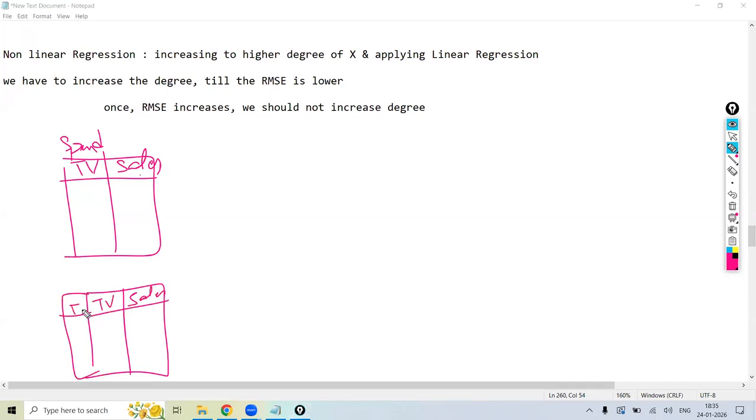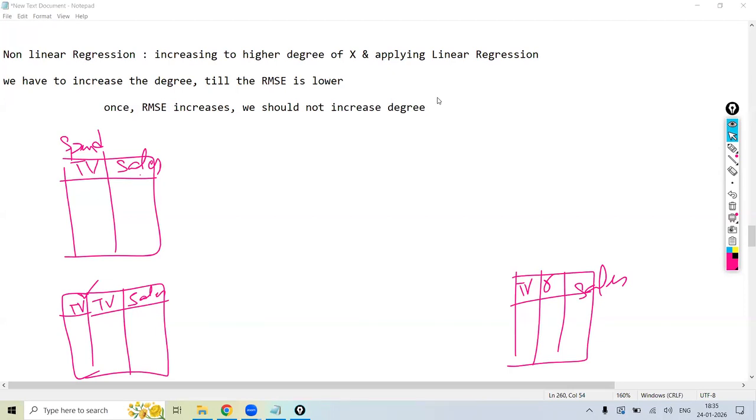A new column is created, TV square. But when it comes to multiple regression, we have TV and radio, which is another column name. Completely another column. The second column name is completely different, and sales. Here it is TV only, but TV square. See, the parameter is the same only. Understood the difference? Rohit, clear, right?